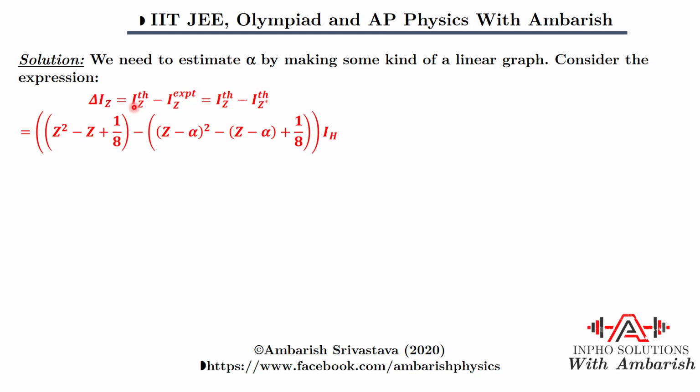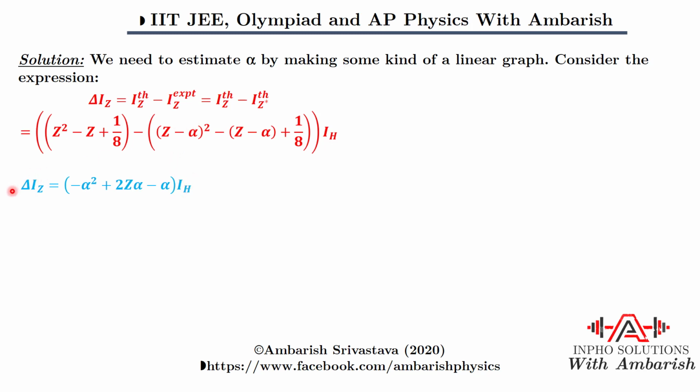Okay, so if you do that, you remember that in I theoretical we had got Z square minus Z plus 1 by 8. So if you want to replace Z by Z minus alpha, this is what you will get: Z square minus Z plus 1 by 8 minus, instead of Z, Z minus alpha square minus Z minus alpha plus 1 by 8. And if you subtract the two, you can see that the Z square term is going to get finished, and we are only going to get a linear expression. Delta IZ comes out to be minus alpha square plus 2Z alpha minus alpha times IH.